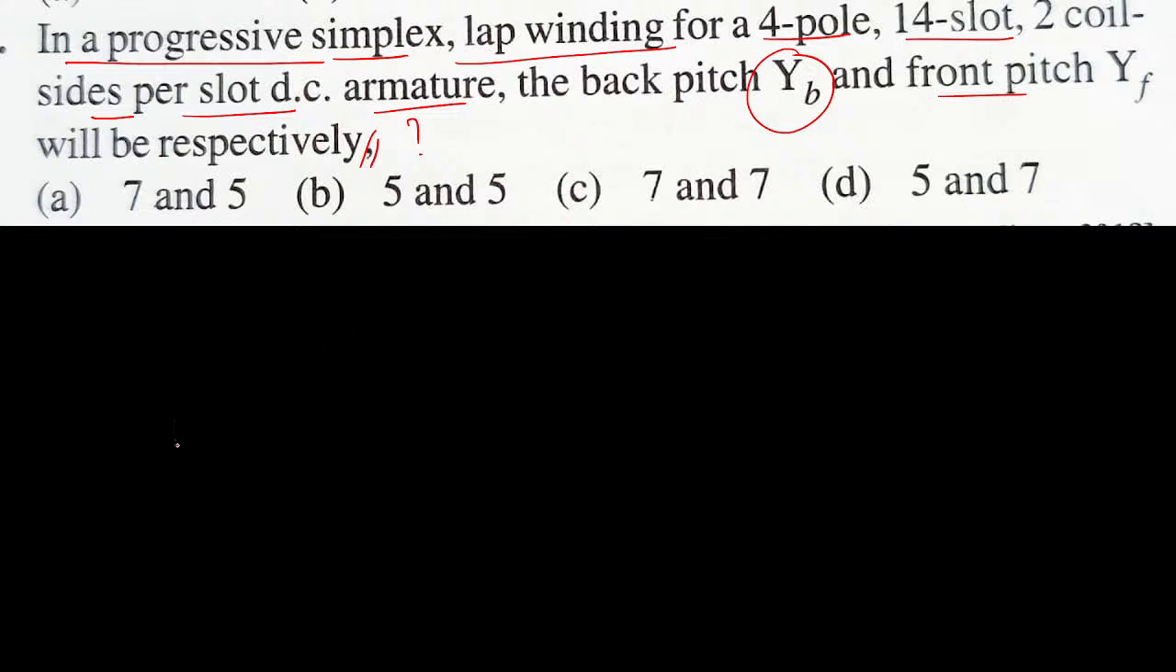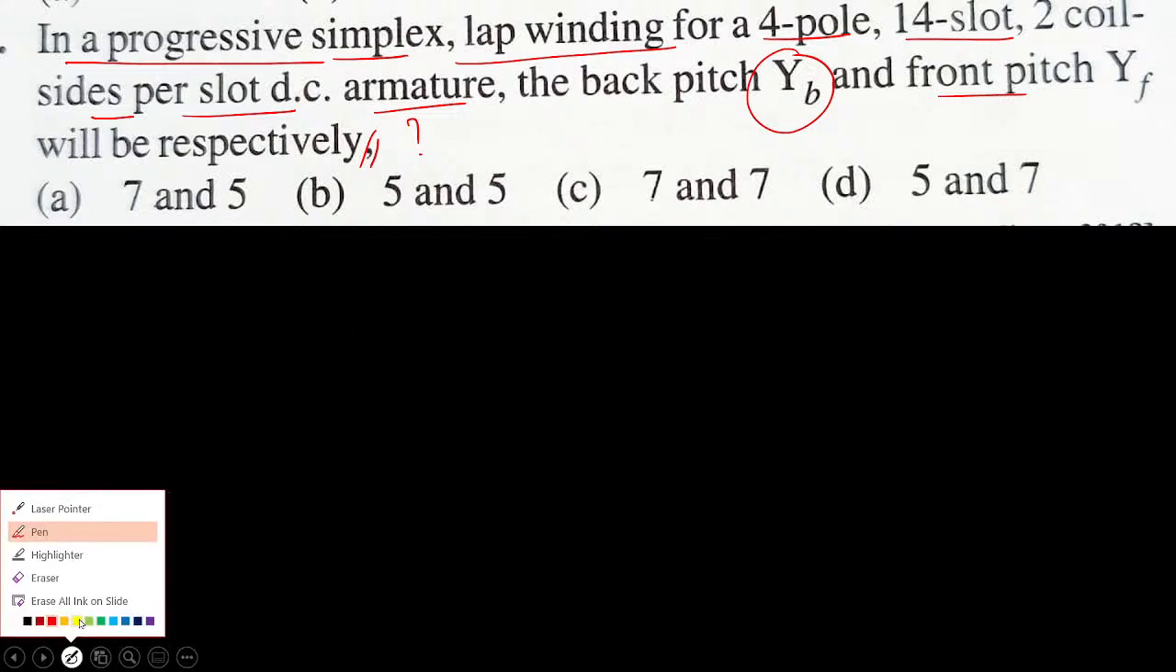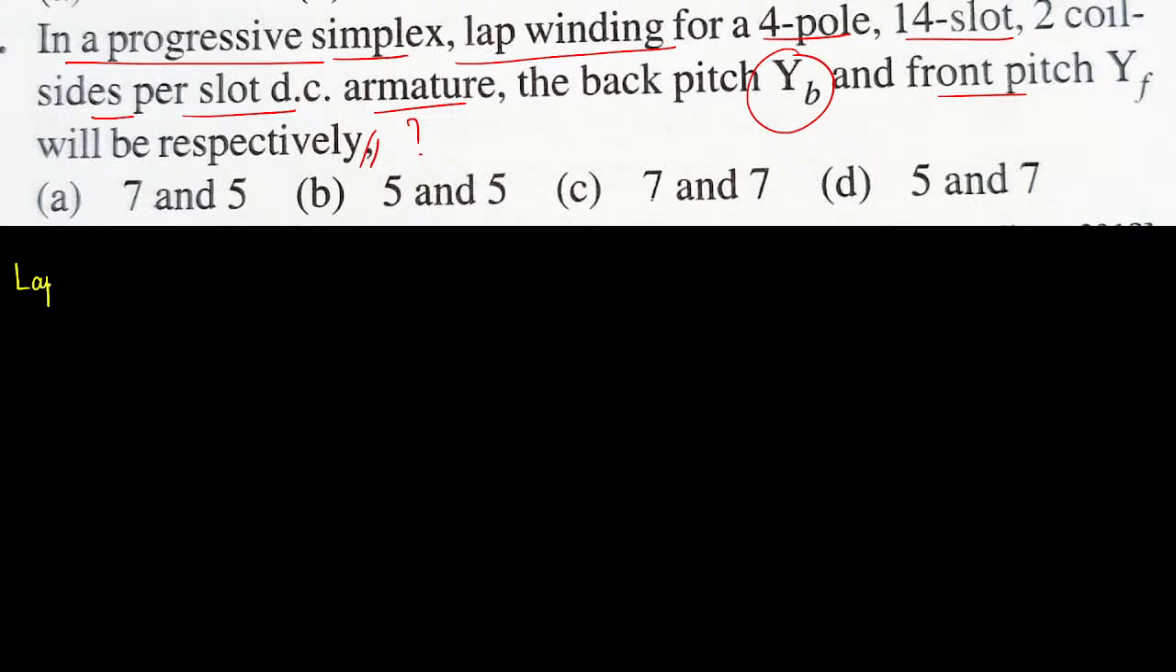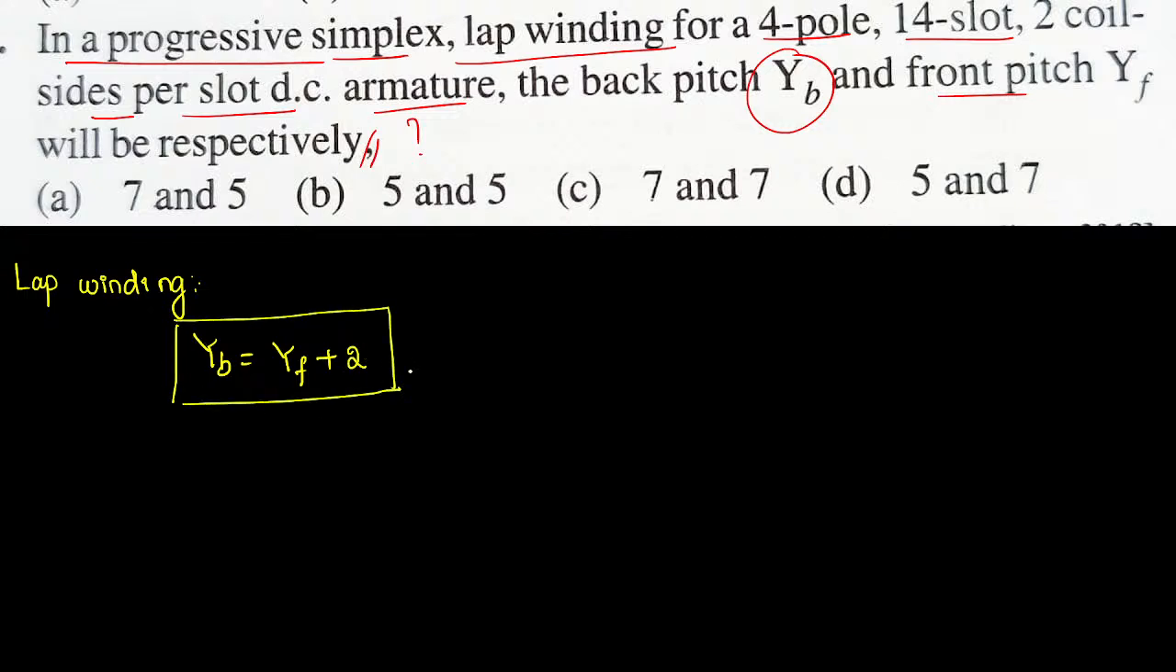Okay. So it is clearly told that it is lap winding, right? First conclusion: the winding is lap winding. In a progressive simplex lap winding, the relation is back pitch equal to front pitch plus 2. That is the relation between back pitch and front pitch. This is very simple.